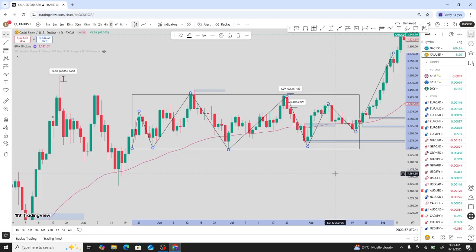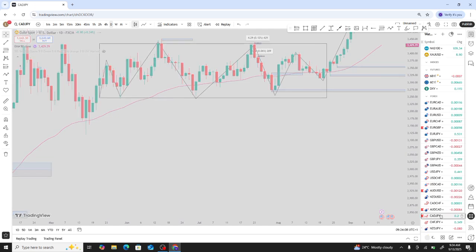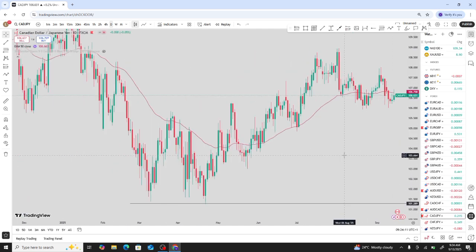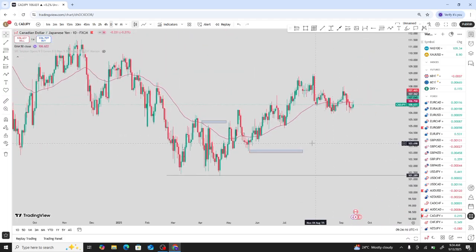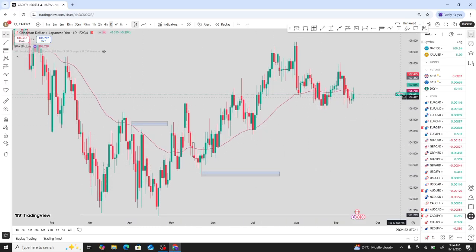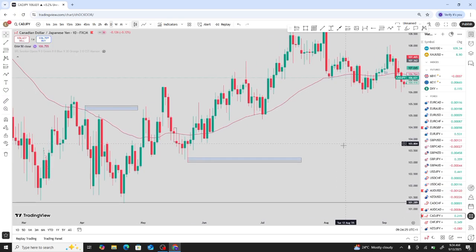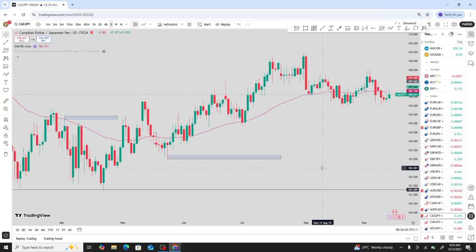I will show you more examples of an uptrend, downtrend, or even a range. So let's go to a pair like CAD-JPY. Looking at this chart from here, what is the structure of this chart? I want you to answer for yourself. What is the structure of this chart? Where is this chart going?